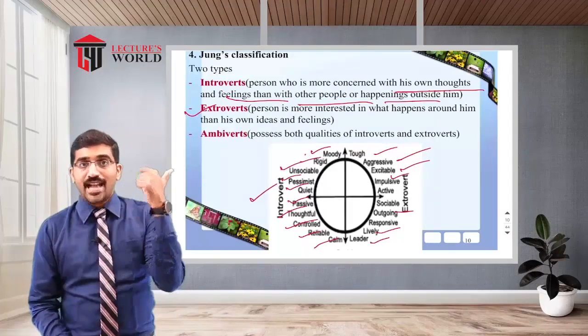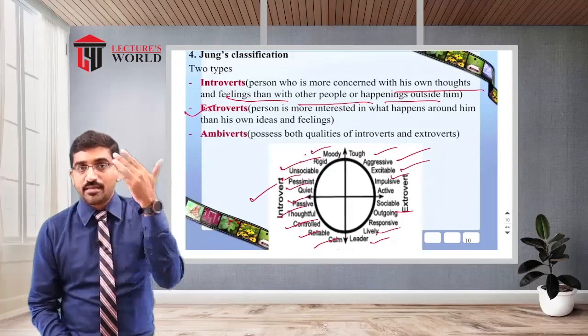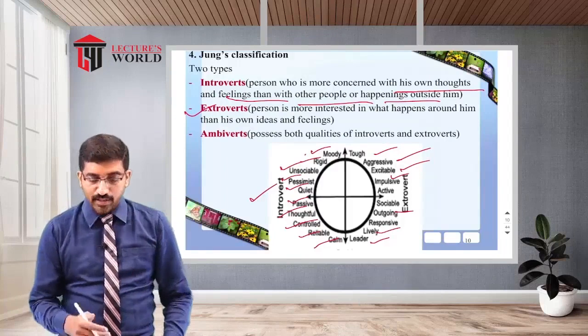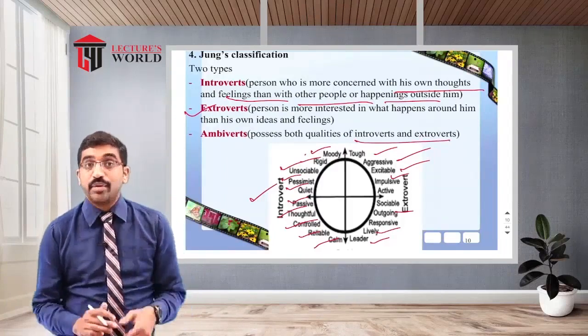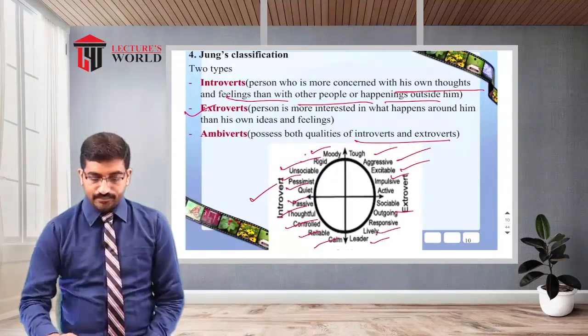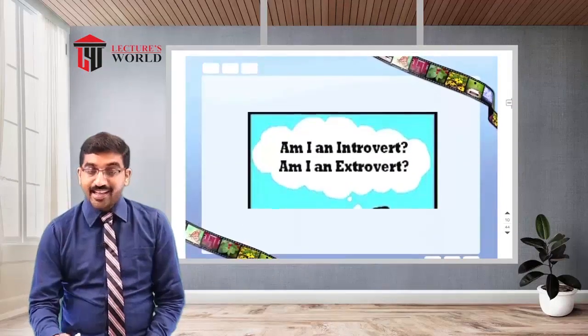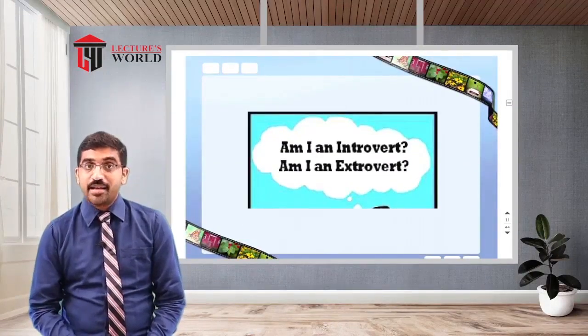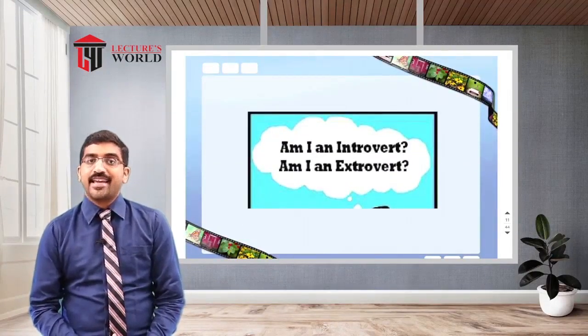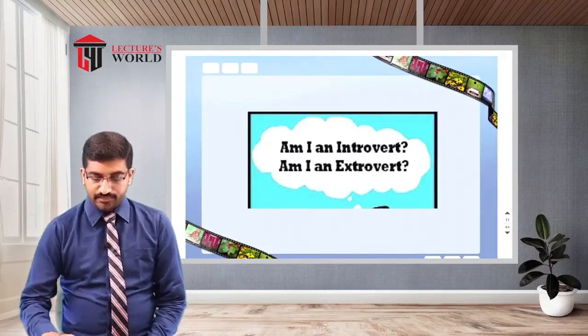So introvert, extrovert, and ambivert. Ambivert comes between introvert and extrovert because it has both qualities, a mixture of these qualities. So just think whether I am an introvert or I am an extrovert, or am I an ambivert.